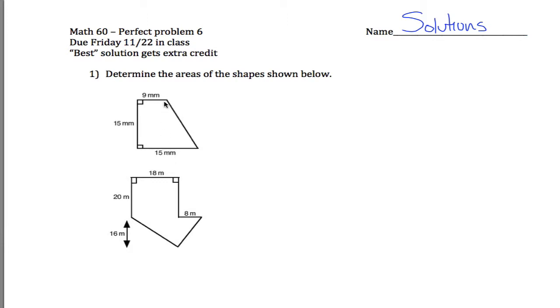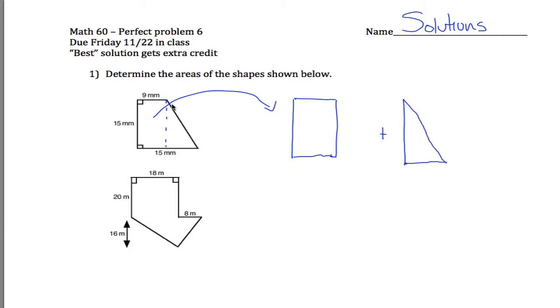However, if you get really clever, kind of draw a line right here, what you can see is that really I have two shapes that we have formulas for. I got a rectangle here and I got a triangle here. So what I'm saying is we can think about this like a rectangle and a triangle. And specifically, it looks like this rectangle is 9 by 15.